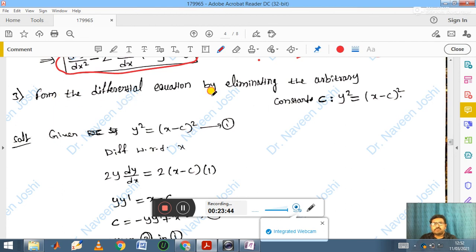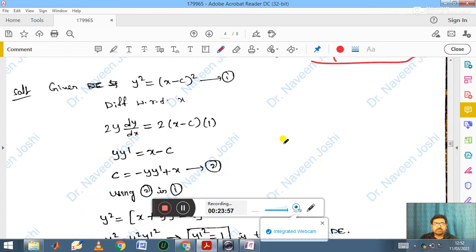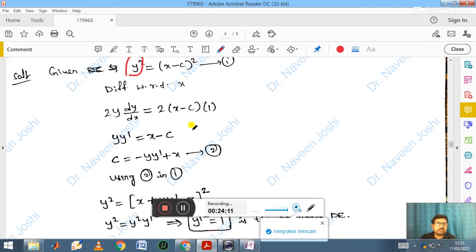Form the differential equation by eliminating the arbitrary constant. So this is the given general solution. How many arbitrary constants does it contain? Only one, that is c. It means it leads to a first order differential equation. You go for differentiation. Differentiation of the LHS, y square, gives 2y into dy by dx, and differentiation of the RHS expression gives 2 into x minus c. Internal differentiation of x is 1.